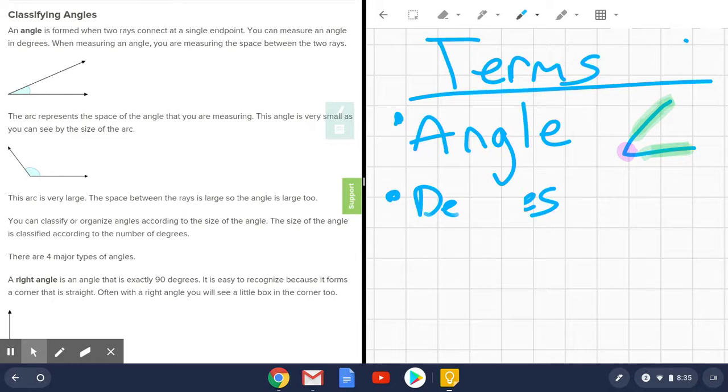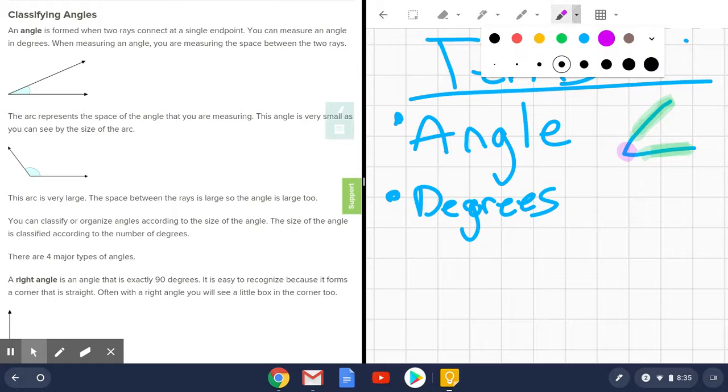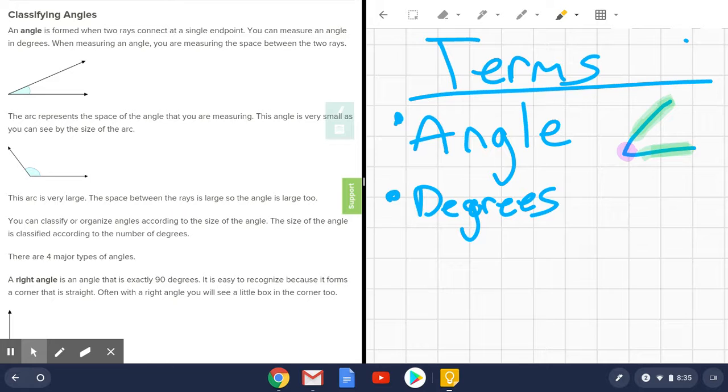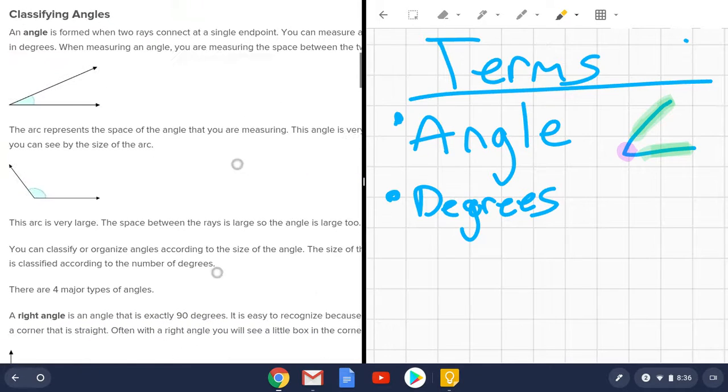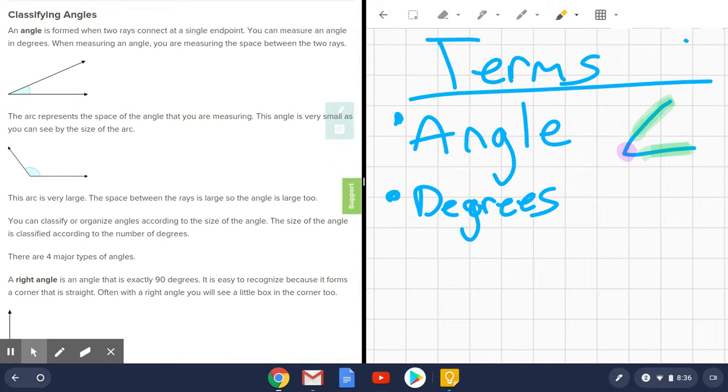The arc represents the space of the angle that you're measuring. So right here, highlighted in orange, that distance between the two rays is the angle that we're measuring. That's the arc that we are measuring. This arc right here specifically is very large. The space between the rays is so large that the angle is large too, right?